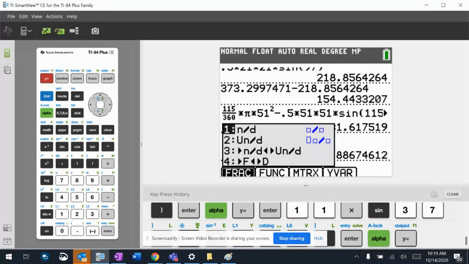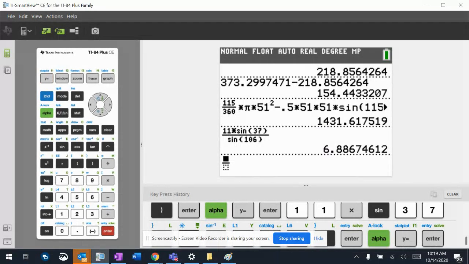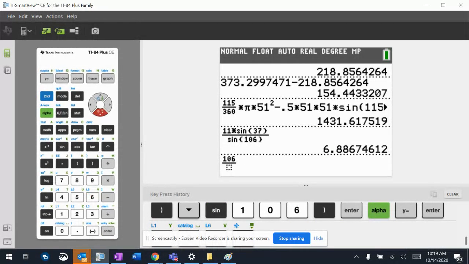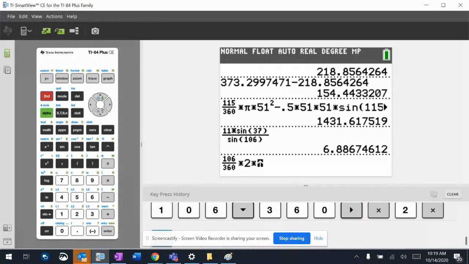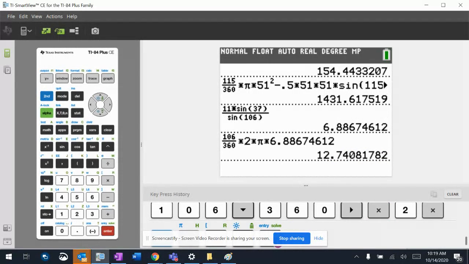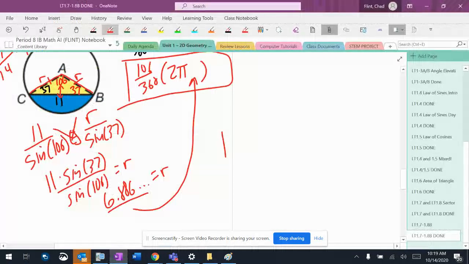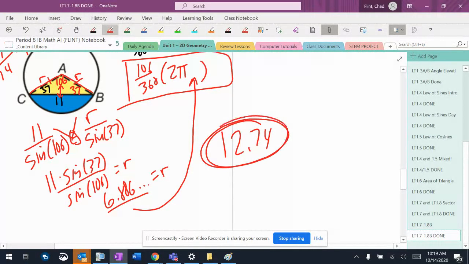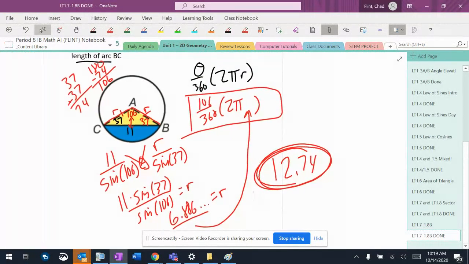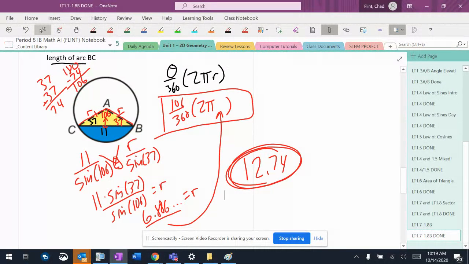So the arc equals 106 over 360 times 2 times pi times the radius, which is that number right there. So my arc is 12.74 long. Okay, and that is hard because it's got 3 different parts basically. I've got to find the angle using the 3 angles of a triangle adding to 180, and isosceles triangle. I've got to find the radius using a law of sines, and then I've got to figure out the arc length using the formula.